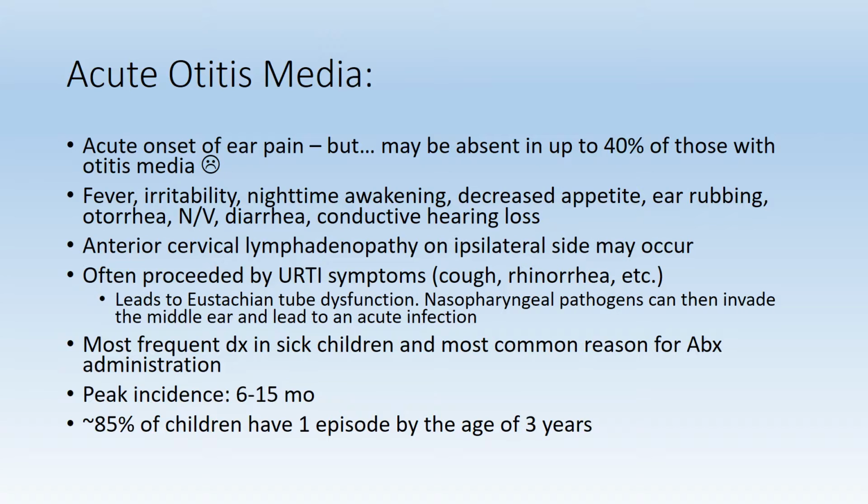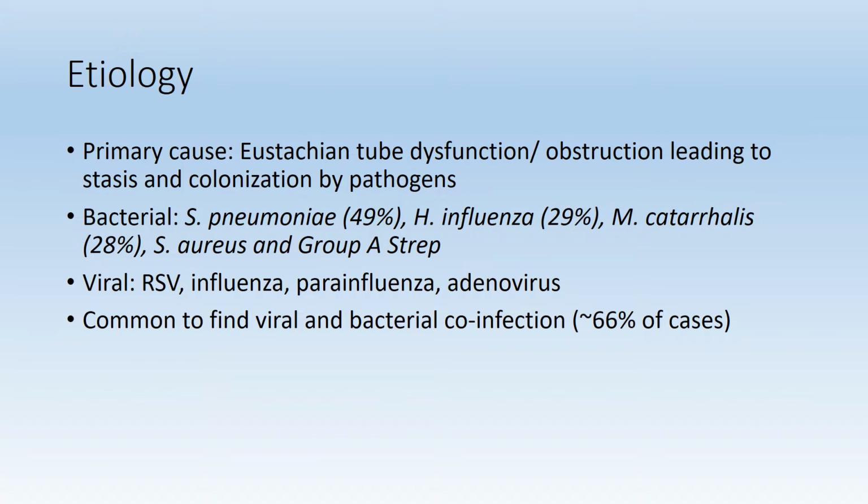So as I mentioned, it's the most frequent diagnosis in sick children, and the most common reason for antibiotics to be administered. The peak incidence is between 6 and 15 months of age, and approximately 85% of children have had at least one episode by the time they are 3 years of age. So bacterial causes of acute otitis media include strep pneumo, H. influenza, M. catarrhalis, Staph aureus, and group A strep.